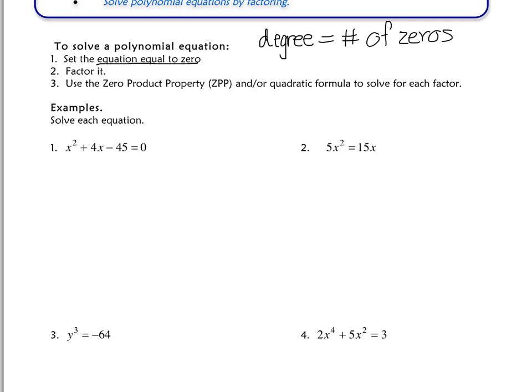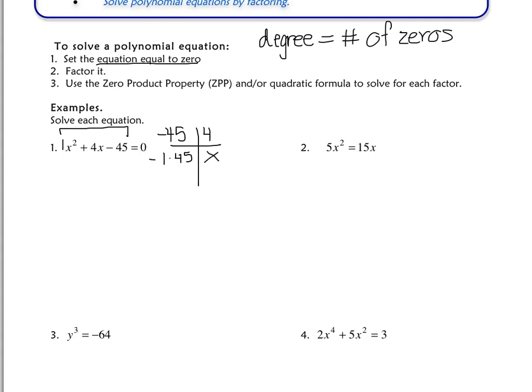We have 3 terms, so we're going to do the little table where we're going to be doing products of a times c. So a here is 1, c is negative 45, so we're looking for 2 numbers that multiply to be negative 45 and have a sum of the middle number b, which in this case is 4. Alright, so we're looking for factors of negative 45. Let's start listing them. 1 and 45. And now because they multiply to be a negative number but add up to be a positive number, the smaller of the two would have to be the negative so that it adds up to a positive.